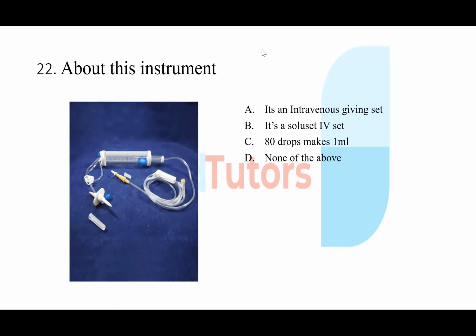Okay, so this is a Soluset. 80 drops make 1 ml? This is false. 60 drops of Soluset make 1 ml. Also note that the adult fluid giving set is 20 drops. So the Soluset is 3 times the adult fluid giving set. You need 60 drops to get 1 ml for Soluset, while you need 20 drops to get 1 ml for the adult fluid giving set. Then for blood, because of the viscosity, you need 15 drops to get 1 ml. So that's that. Next slide.